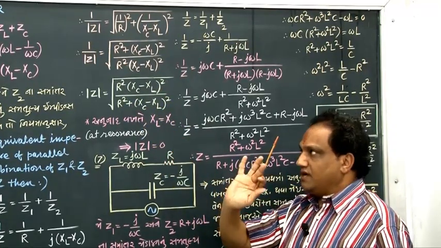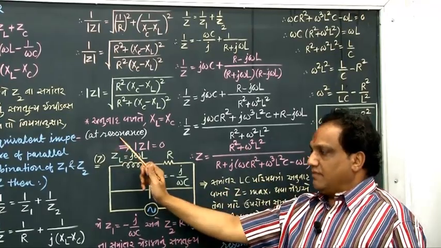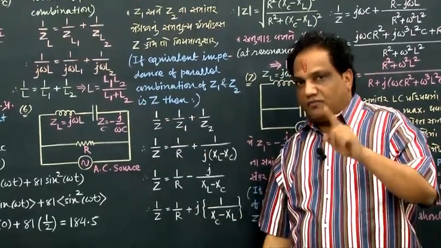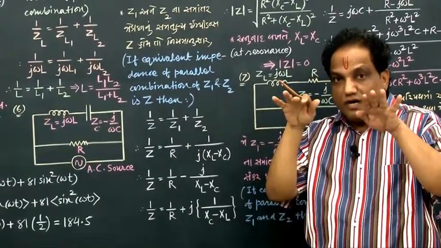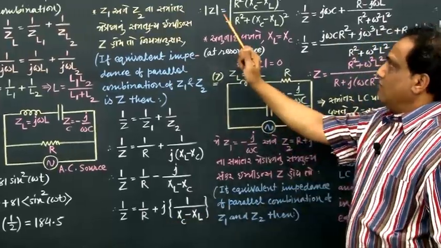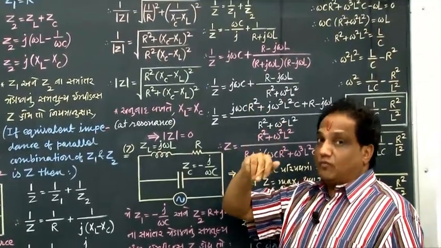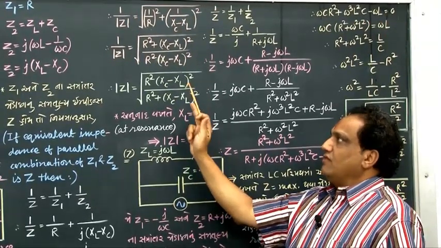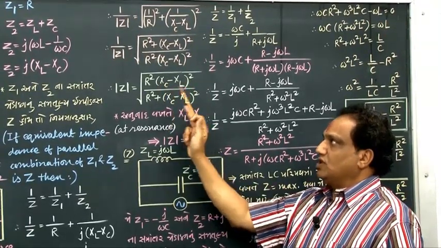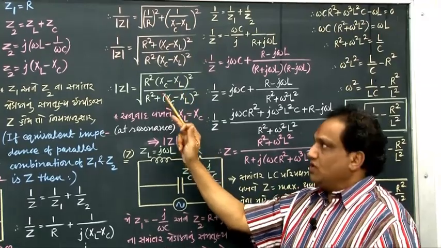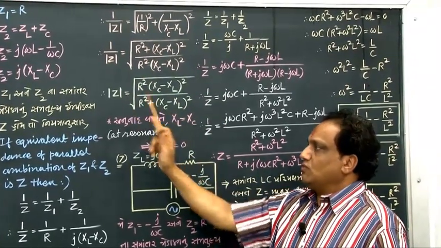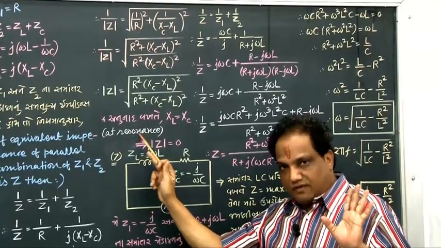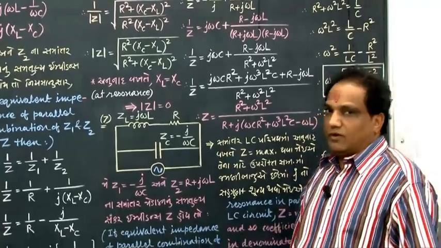Okay. Now at the time of resonance, because L and C are in series, mod Z should become minimum, and here you can take mod Z as 0, because at resonance we know XL equals XC. When you put XL equals XC here, this part will be 0. 0 upon anything will be 0. Its square root is also 0. So mod Z can be 0 at the time of resonance. Okay. Read now number 7.